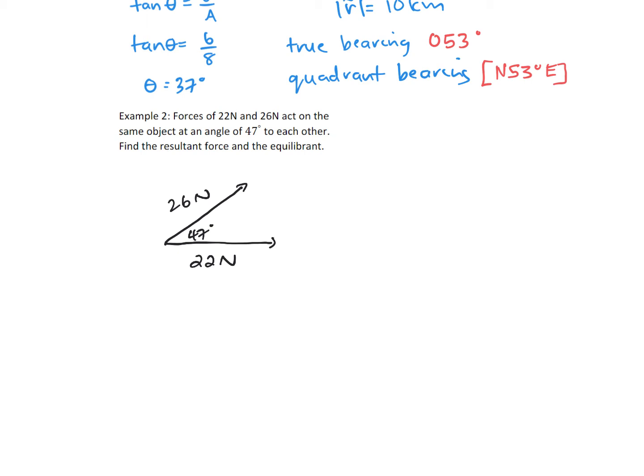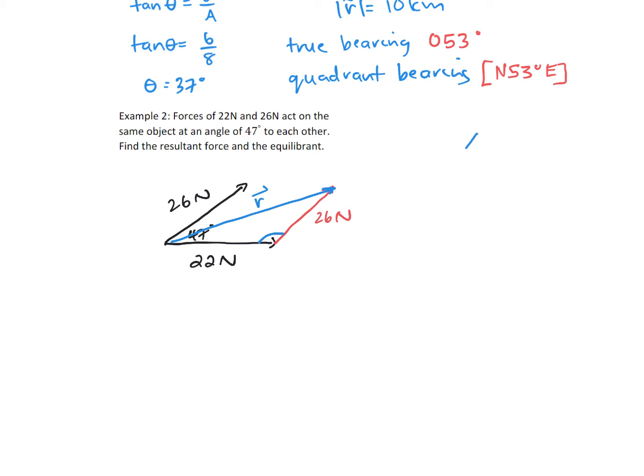So I'm going to draw them tip to tail. I'm going to move this 26 to the tip of the first force, and then my resultant will be the diagonal from start to finish. So this would be my resultant. In order to find the resultant, I need to know the angle in between these two forces so that I can use the cosine law.